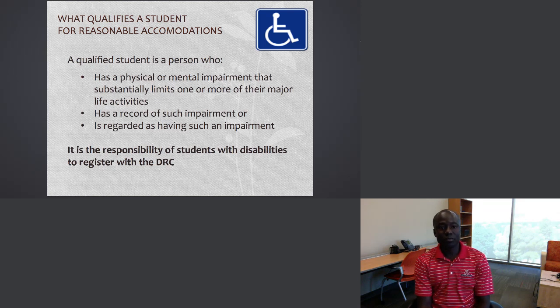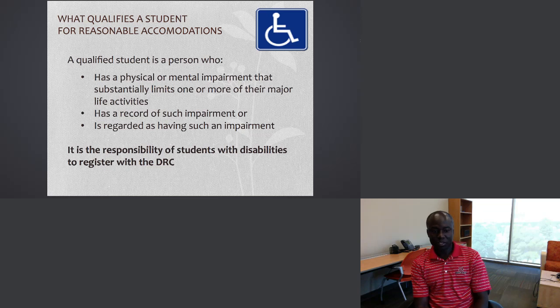What qualifies a student for reasonable accommodations? According to the Americans with Disabilities Act, a qualified student is a person who has a physical or mental impairment that substantially limits a major life activity, has a record of such impairment, that means they have hospital records to show that they have had a disability, or is regarded as having such an impairment.